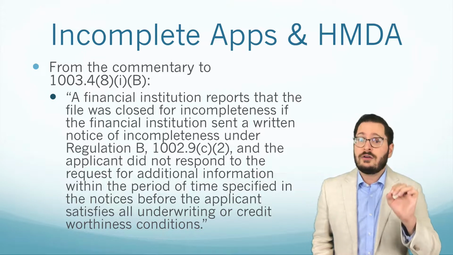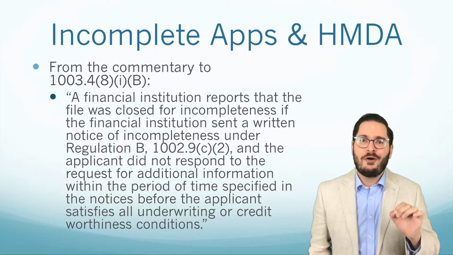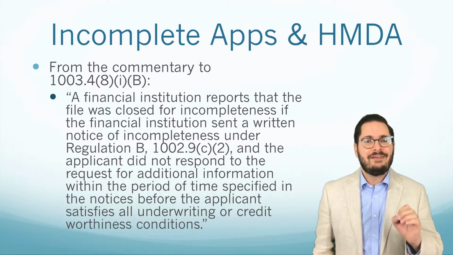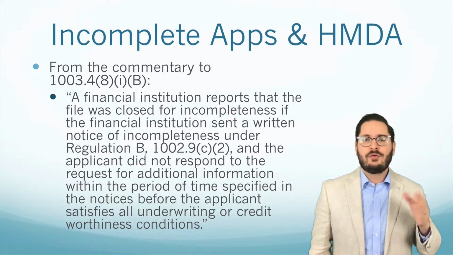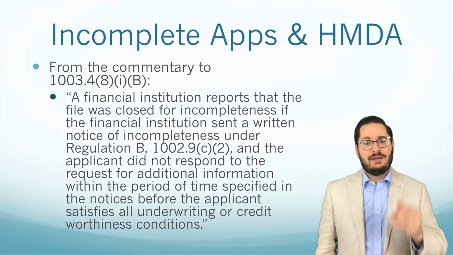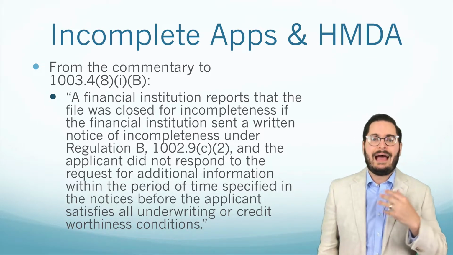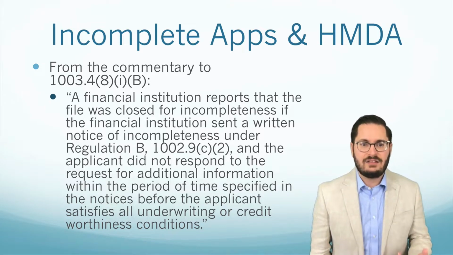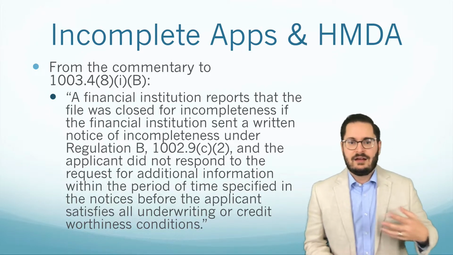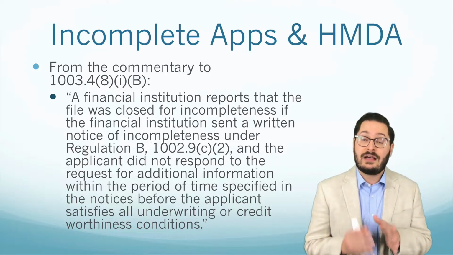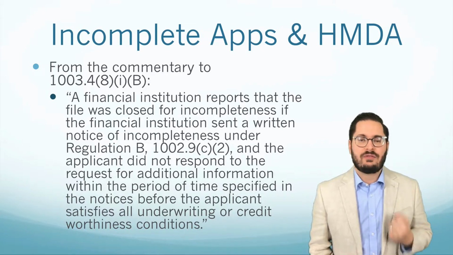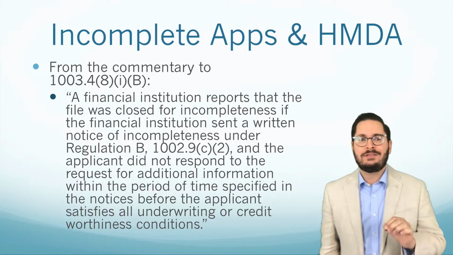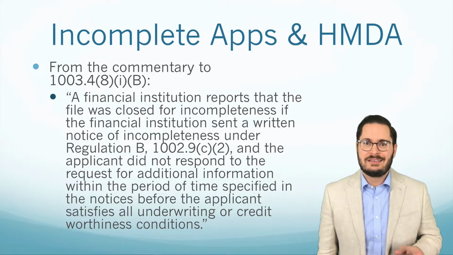So in order under HMDA to report the loan as closed for incompleteness, you have to comply with the rules of Regulation B for the notice of incompleteness. And then what it also says here, of course, is the applicant could not have responded to the information, and therefore you have used the notice of incompleteness as your action taken, again in accordance with Regulation B. So that's what the commentary to Regulation C says there.